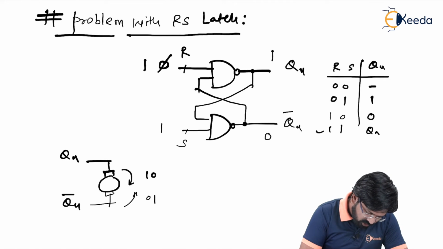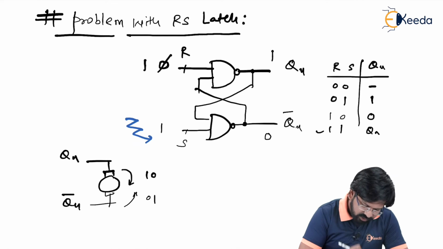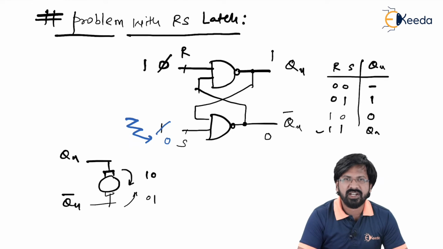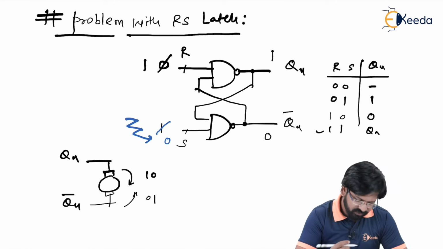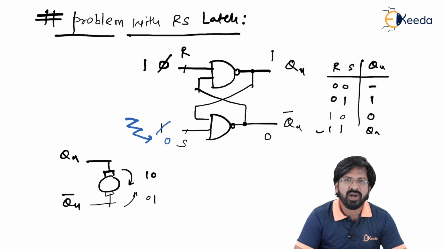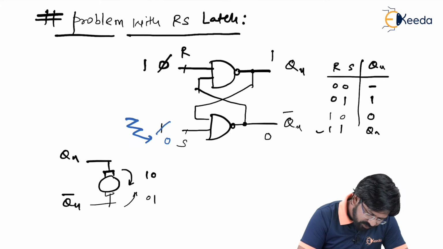Let us assume some noise has occurred at S which makes this 1 as 0 momentarily. Our intention wasn't to make S equal to 0, but accidentally, because of the noise, let us say for a fraction of time, this S has become 0. Now what is going to happen? If S is equal to 0 and R equal to 1, then definitely you must have recognized that the latch gets into the reset state. Therefore, now what will happen?